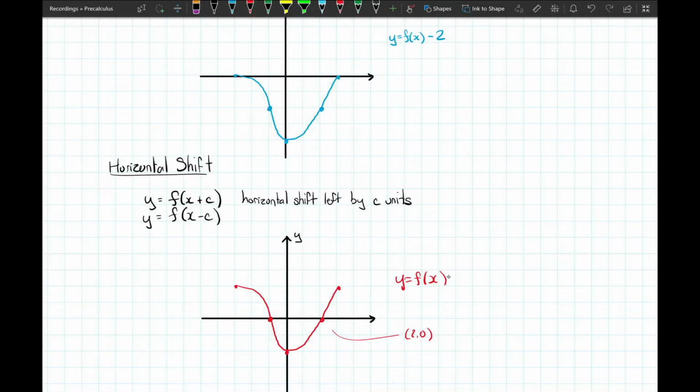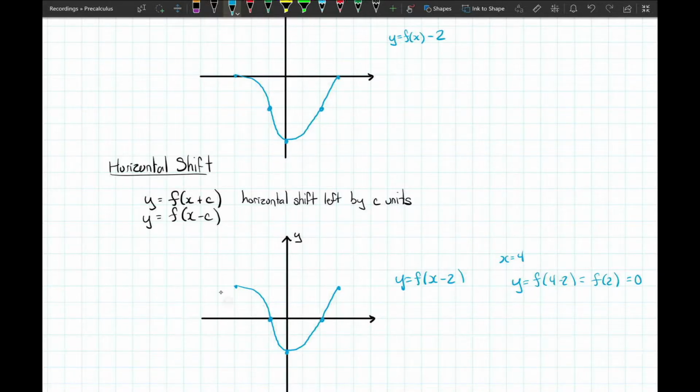Well, what if we were to change this to f of x minus 2? Well, now as a result, suppose that we had x equals 4. Then at x equals 4, y is going to equal f of 4 minus 2, which is equal to f of 2. And we know from the original function that that equals 0.